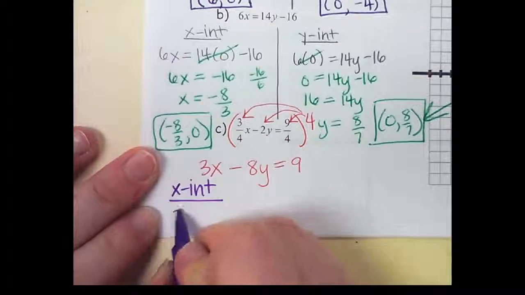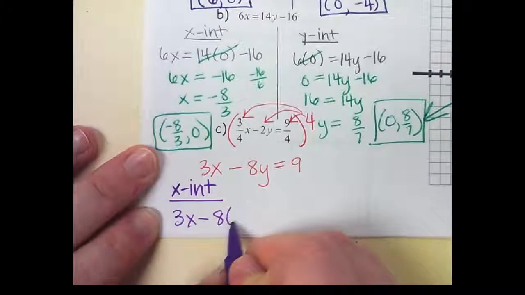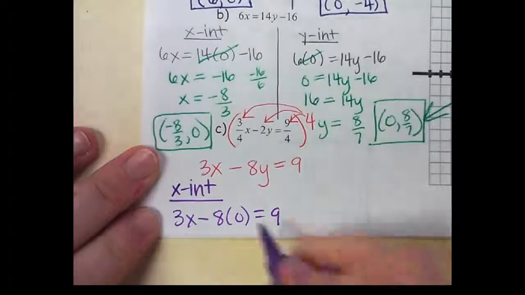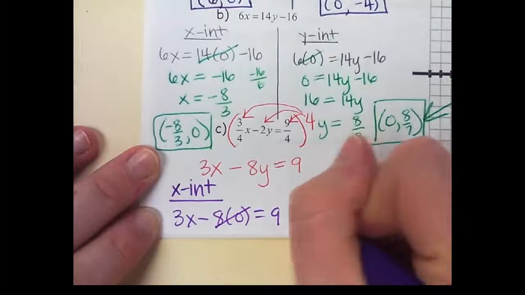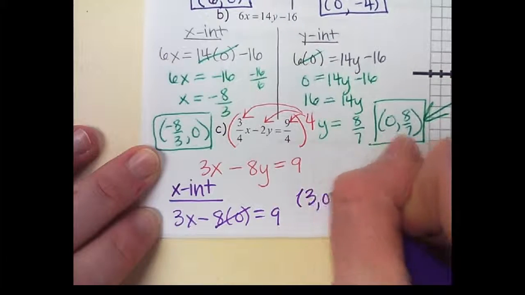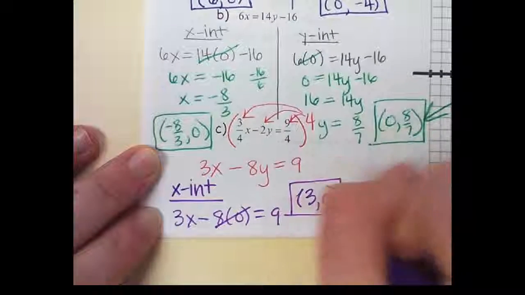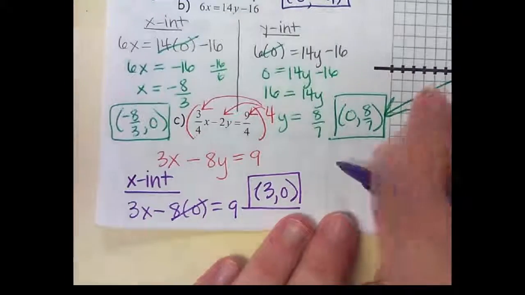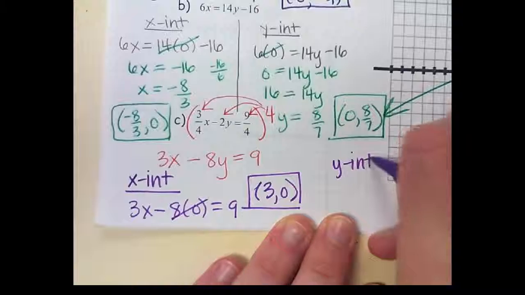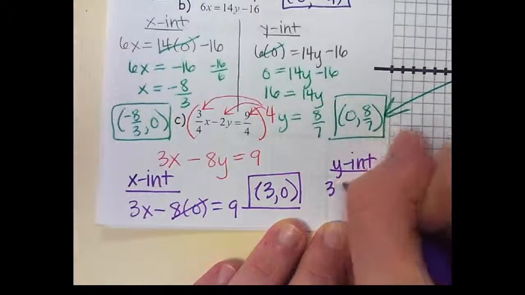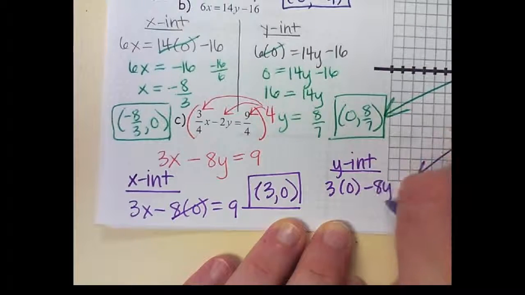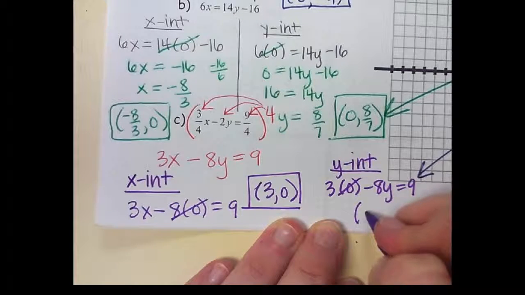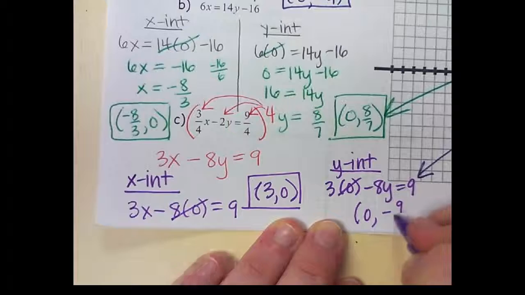So x-intercept would be 3x minus 8 times 0 equals 9. So that's gone. 3, 0. And the y-intercept, 3 times 0. Negative 9 over 8.